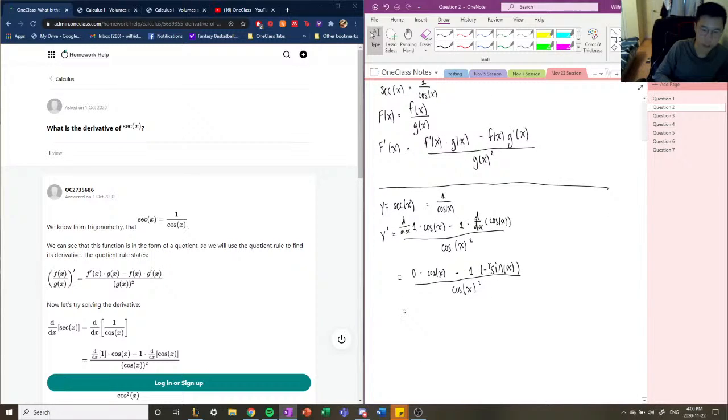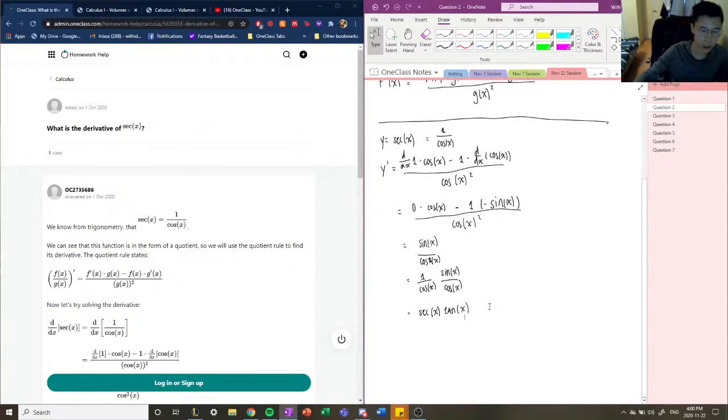Cool. So if we simplify this, all we get is sine of x over cos x squared. And we can cleverly write this as the product of 1 over cos x times sine over cos x, okay? And that equals secant x tan x. So that's the answer to our question.